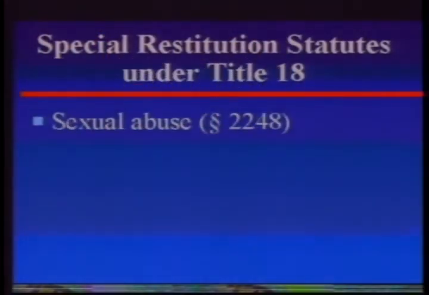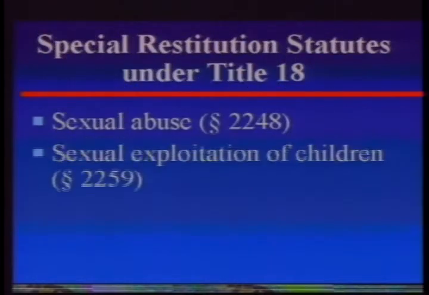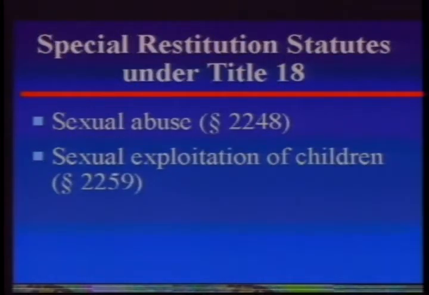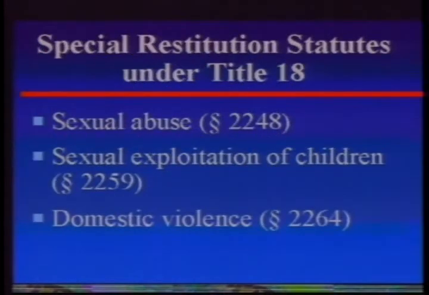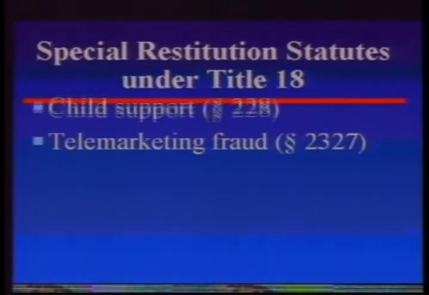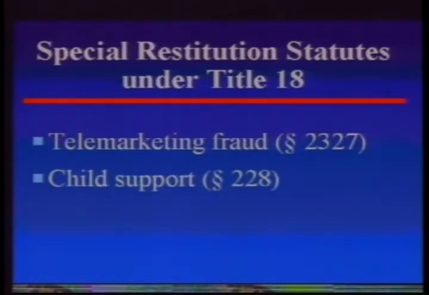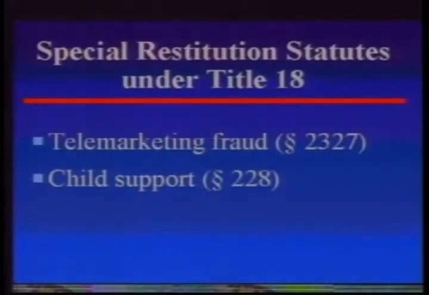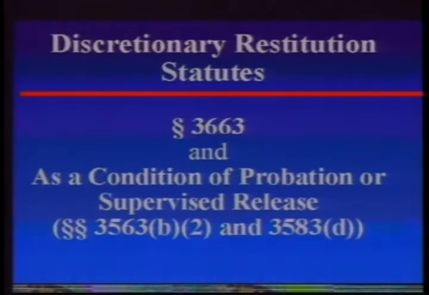Under Title 18, Section 2248, sexual abuse, 2259, sexual exploitation of children, 2264, domestic violence, 2327, telemarketing fraud, and 228, child support. So those are the statutes that call for mandatory restitution. Now, the statutes that provide for discretionary restitution are as follows. 3663, and as a condition of probation or supervised release, and that's under 3563 and 3583.